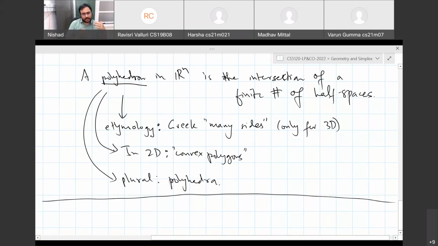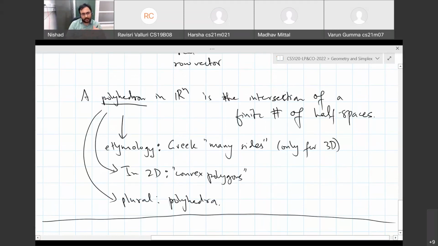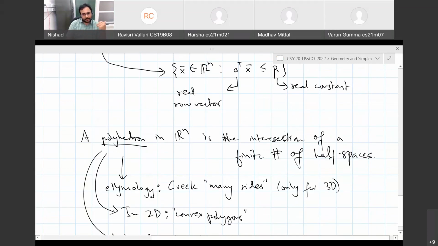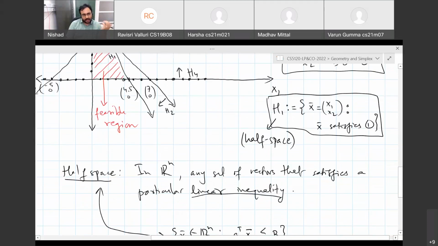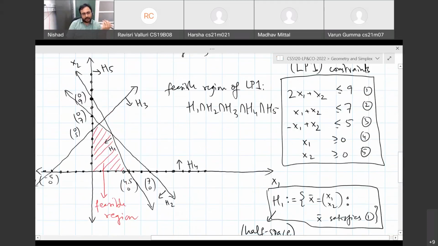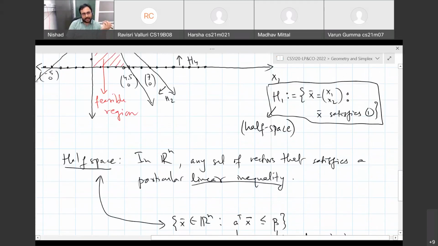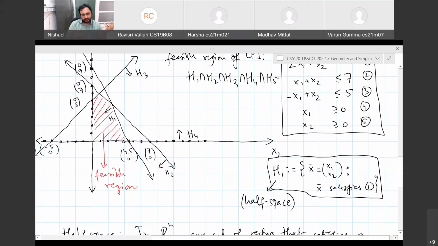Polyhedra have been studied in mathematics for centuries, maybe millennia, I'm not sure. But the fact is that the feasible region of any LP is simply the intersection of a finite number of half spaces, as we saw in this example, and therefore it is nothing but a polyhedron.